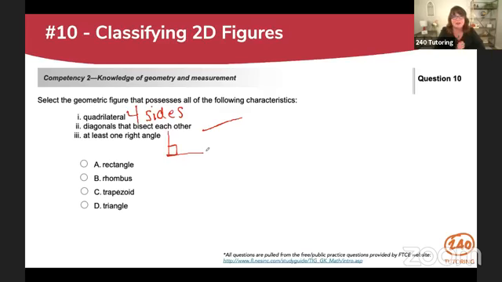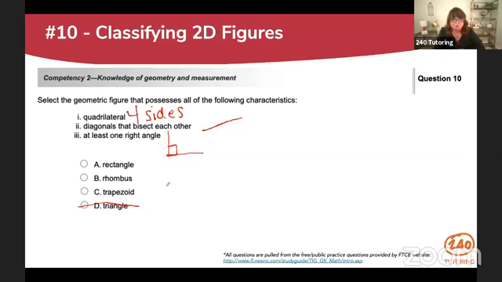All right. Now let's go through this. All right. We can quickly rule out, or I hope you're with me, D, triangle, because it does not have four sides. It's not a quadrilateral. All the rest of these are quadrilaterals.